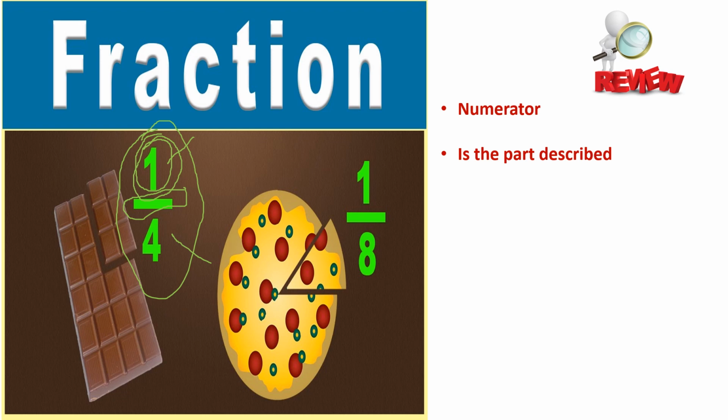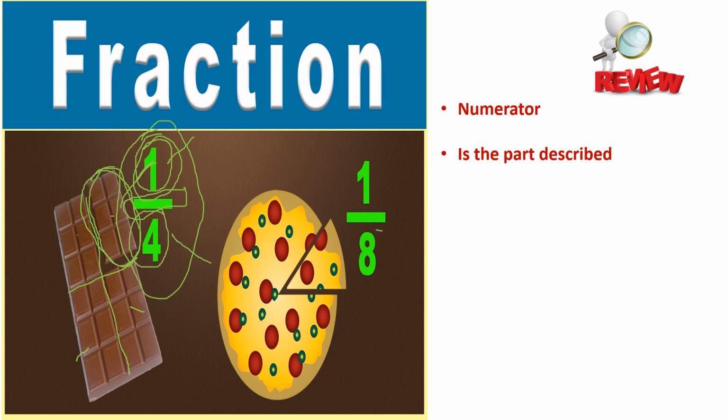How? For example, this chocolate is divided into 4 equal parts, right? And the fraction for this part, we are describing only one part. So for this, the numerator is going to be 1. And how many total parts do we have? 1, 2, 3, and 4. So what is the name of 4?